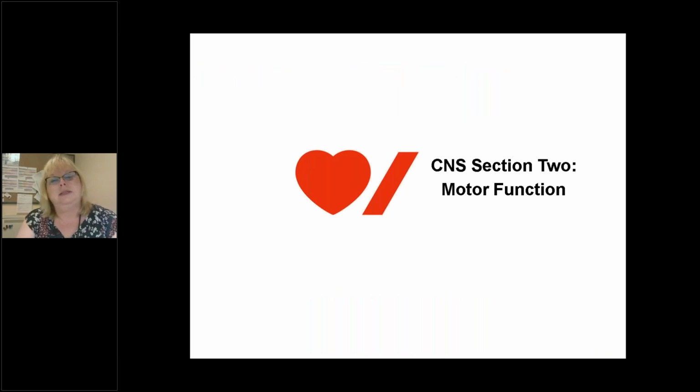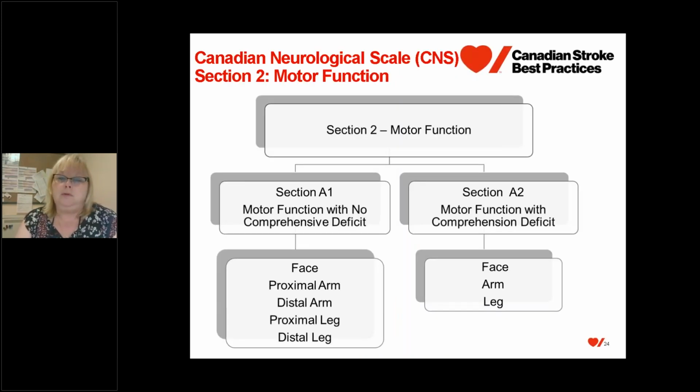We'll now move on to Section 2, motor function. Motor function is divided into 2 parts. Section A1, which is for patients with motor function and no comprehension deficit. Section A2, motor function with a comprehension deficit. Both Section A1 and A2 look at face, arm, and legs.